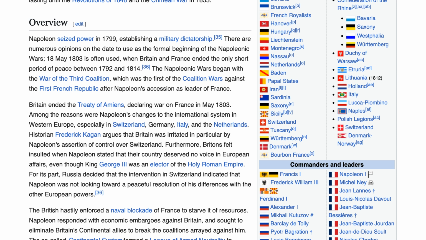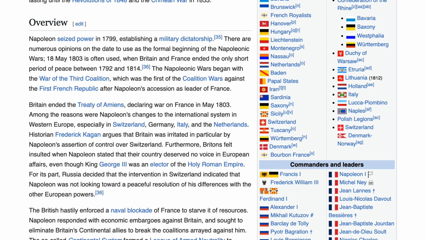Among the reasons were Napoleon's changes to the international system in Western Europe, especially in Switzerland, Germany, Italy, and the Netherlands. Historian Frederick Kagan argues that Britain was irritated in particular by Napoleon's assertion of control over Switzerland. Furthermore, Britons felt insulted when Napoleon stated that their country deserved no voice in European affairs, even though King George III was an elector of the Holy Roman Empire.